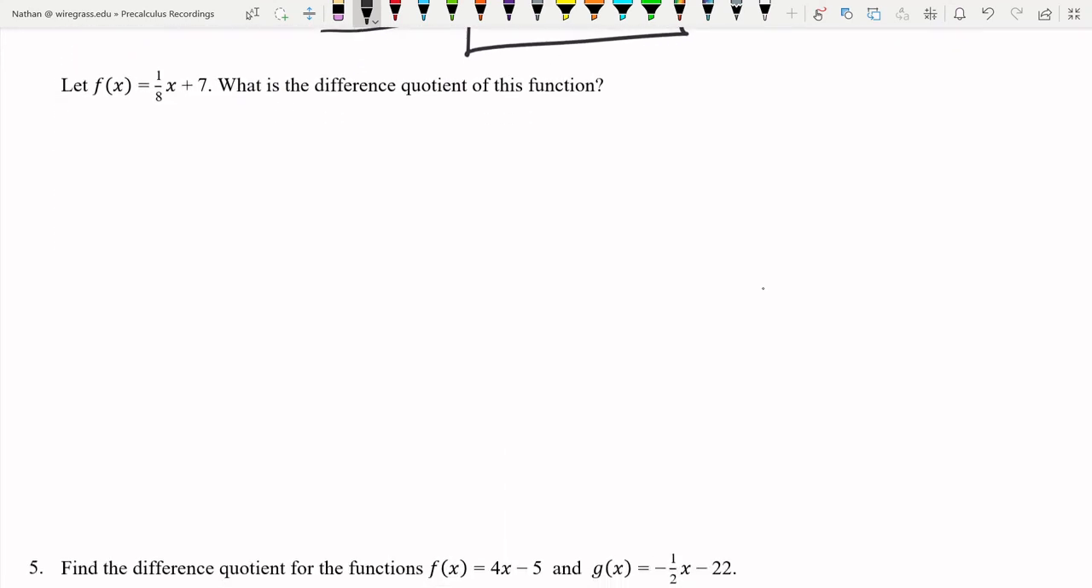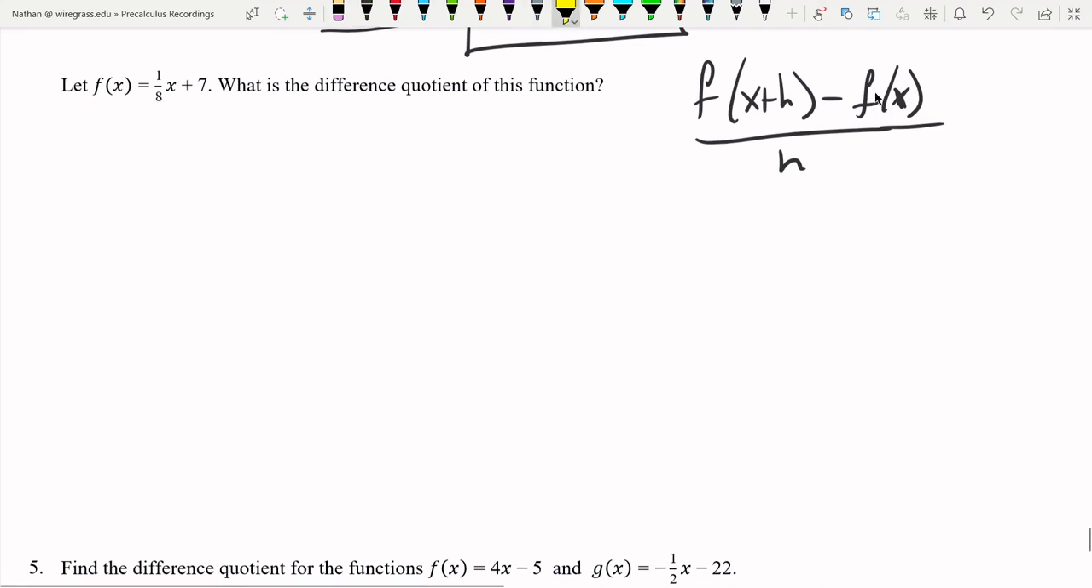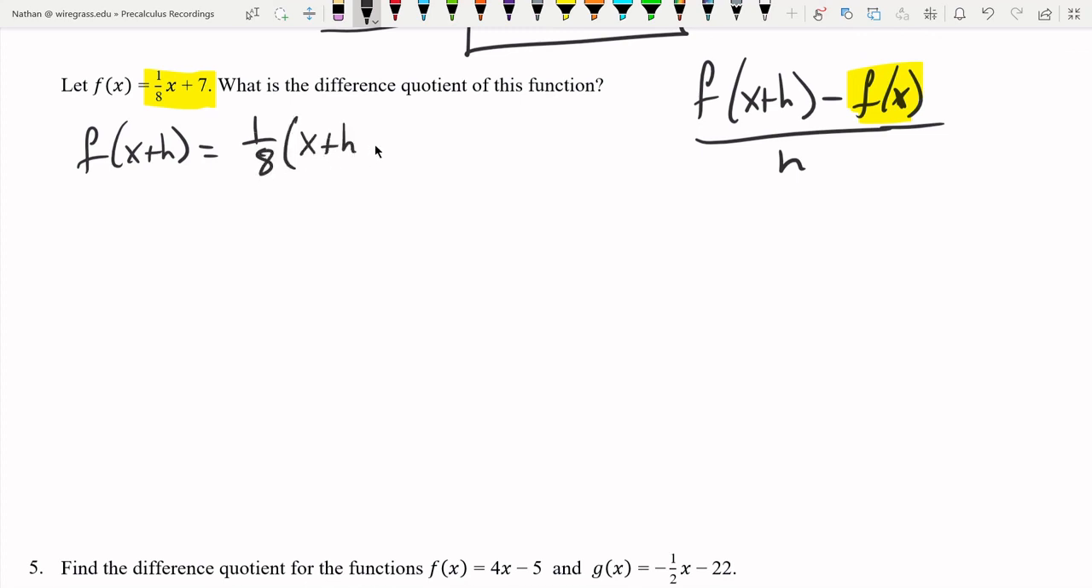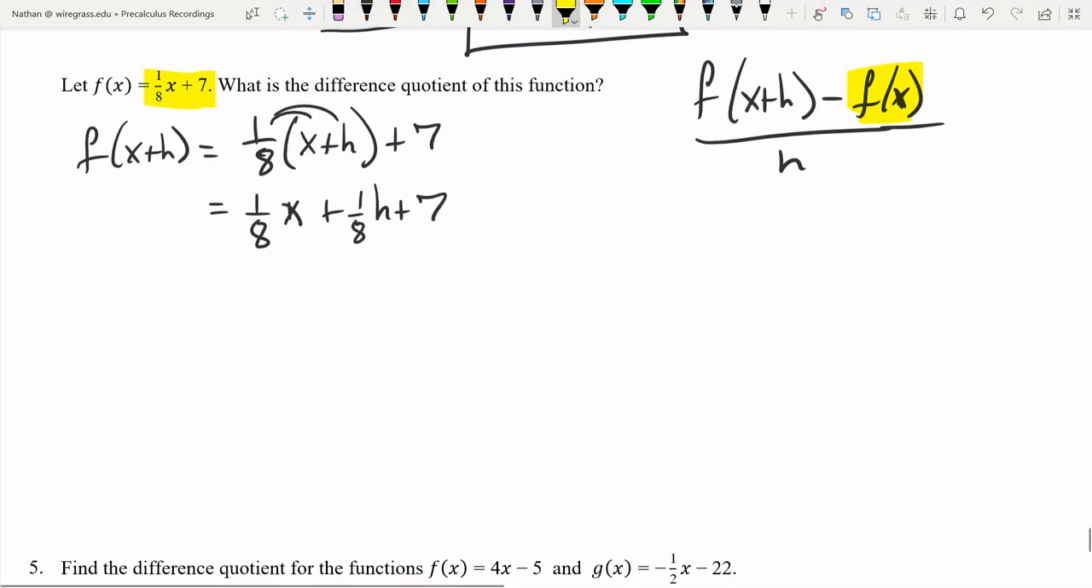So what's the difference quotient of this function here? Well, the difference quotient is f of x plus h minus f of x over h. We know what f of x is. This, of course, is just the function. For f of x plus h, we have to plug in x plus h into this function. So f of x plus h is 1/8 times (x plus h) plus 7. Distribute the 1/8. And that is f of x plus h.